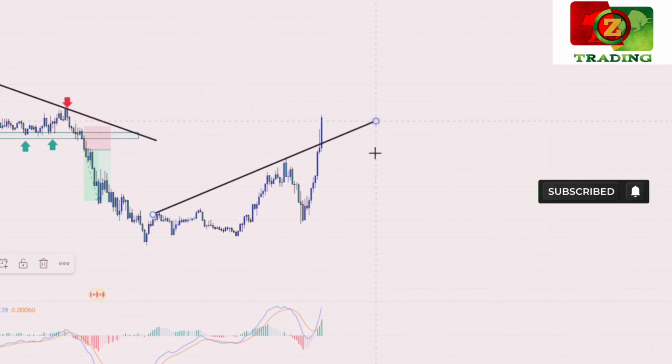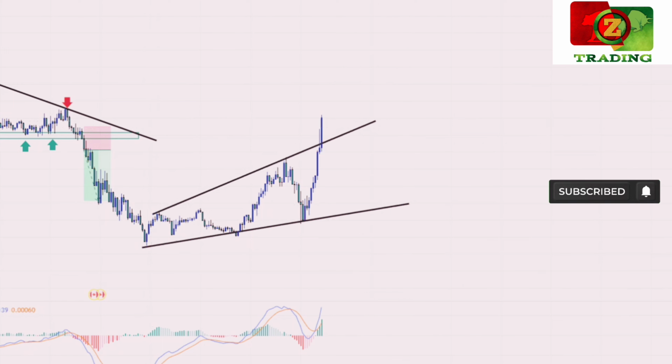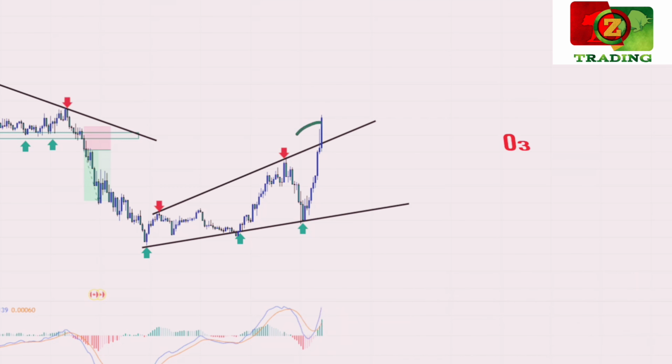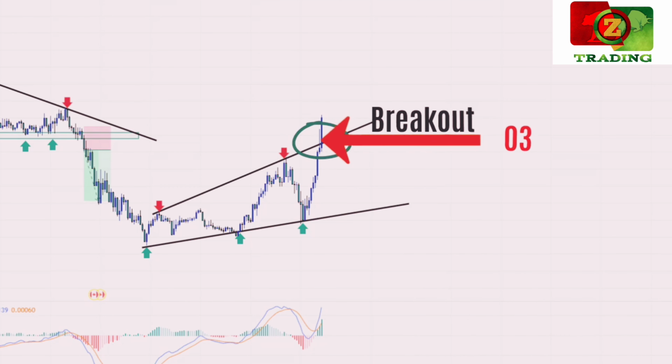We will draw trend line, understand the market movement. Market is following trend line and support area. MACD line is crossing each other and here MACD color is green. The bullish engulfing candle has broken the trend line.